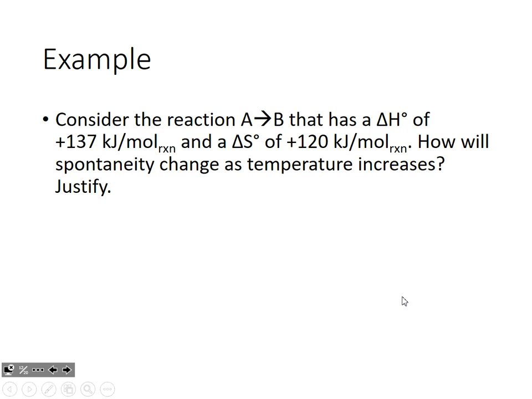So, for example, right here, consider the reaction A goes to B that has a delta H of positive 137 kilojoules per mole and delta S of positive 120 kilojoules per mole. How will spontaneity change as the temperature increases, and justify? If you memorize this, you will get this wrong. But if you reason your way through, you'll get it right every time. So how do we want to justify? Well, we want to say, we know that we're going to use this formula, and you want to actually write it out as part of your explanation. Delta G equals delta H minus T delta S.